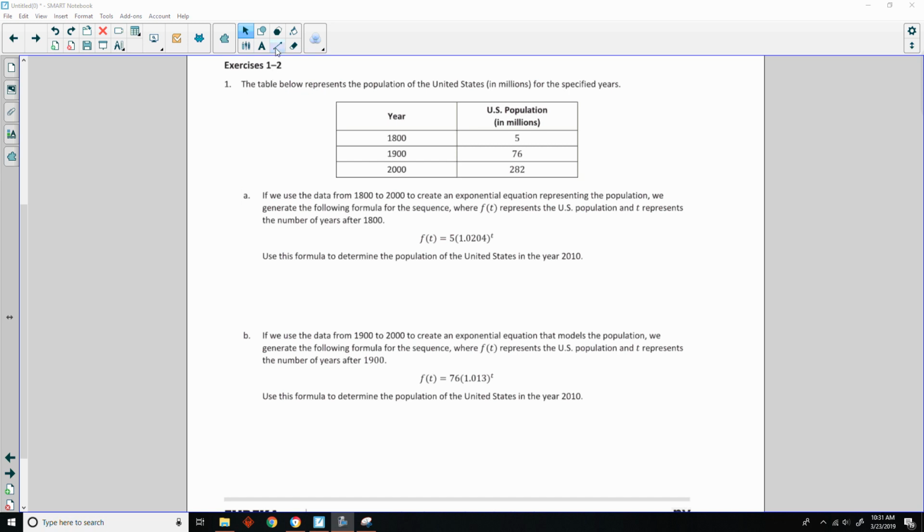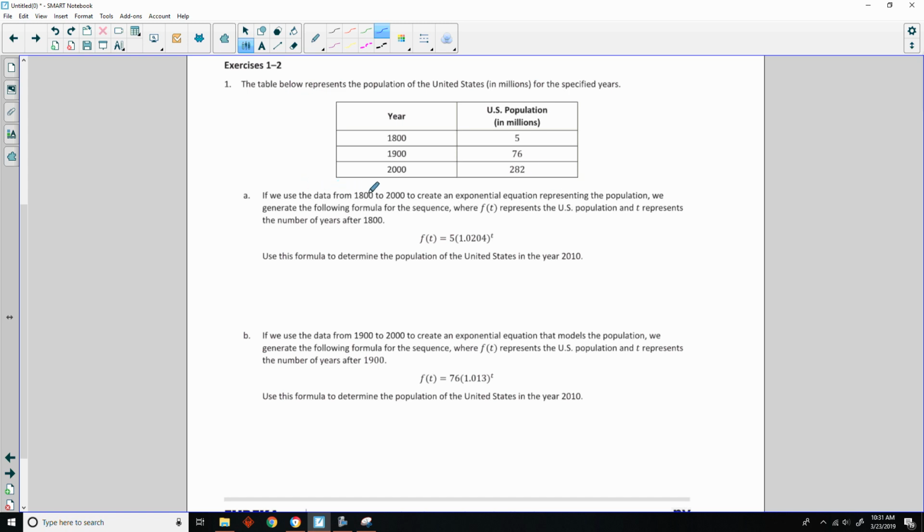Okay, exercise 1. These are exercises. Pause the video, see if you can do them, and then come back and check your answers. The table below represents the population of the United States in millions for specified years: in 1800, in 1900, and in 2000. The U.S. population in 1800 was 5 million. In 1900, it was 76 million. And in the year 2000, we were up to 282 million.